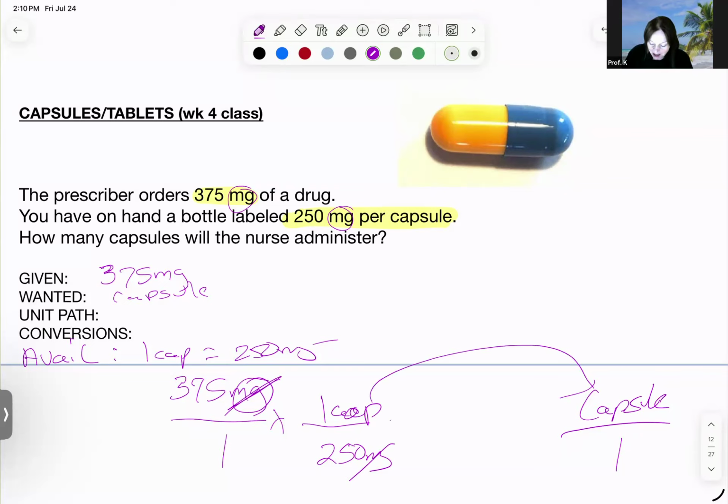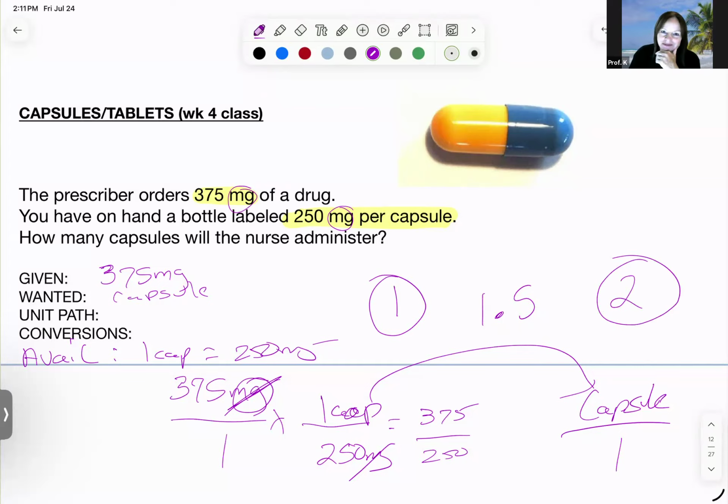So now it's just math. So 1 times 250 is 250. 1 times 375 is 375. When I divide 250 into 375, unfortunately, my calculator says 1.5. But what's the rule with the capsule? I have to make a decision. Either I'm going to give 1 capsule or I'm going to give 2 capsules.